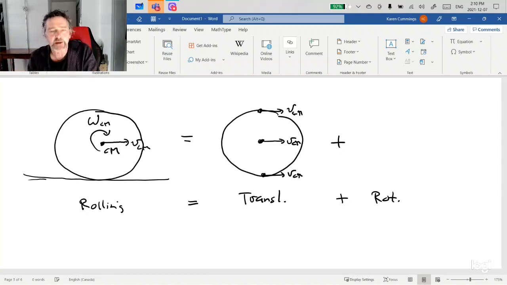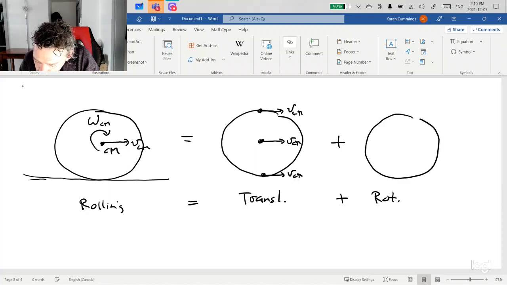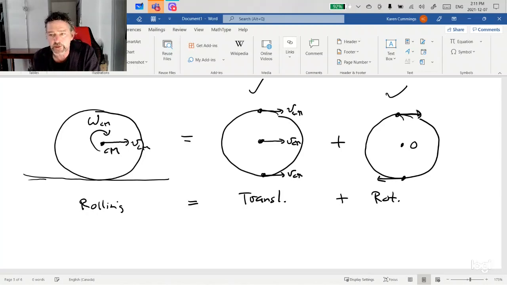Plus, I can consider the wheel just sitting there at rest, center of mass at rest, but spinning. So rotation without translation. Now the velocity of the center point of the wheel is 0, but the wheel is rotating like this. So that point is moving with some velocity to the right, and the bottom point of the wheel is moving with some velocity to the left. And the idea is you want this picture and this picture, when you add them up, all of the points have velocities that correspond to this guy.